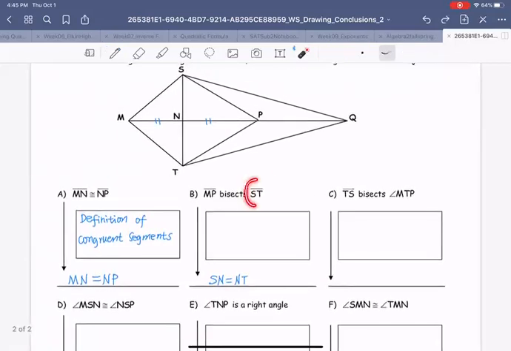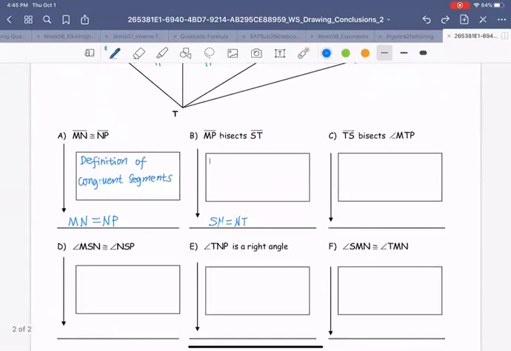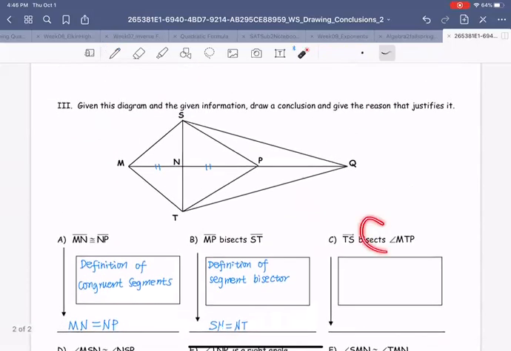This guy is not an angle. You cannot call this an angle bisector. You call it a segment bisector. So that's why you call this the definition of segment bisector. That makes sense? Okay. Now, next one is your angle bisector.